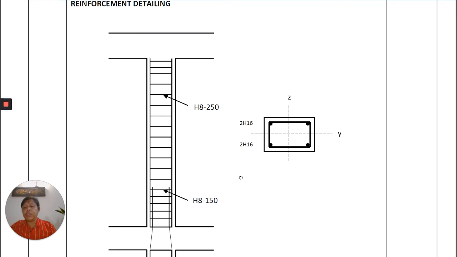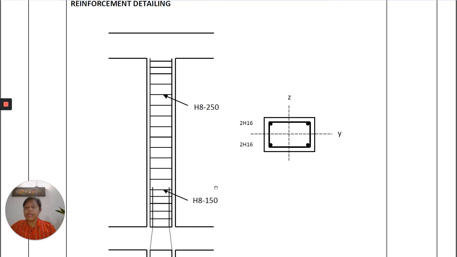Okay, so this is how we draw the detailing for the uniaxial short column, that is where the moment is bent at the major axis. So if it is bent at the minor axis, the numbers of the bars will be drawn here. Okay, so if we have 6 numbers, it will be here: 1, 2, 3, 4, 5, 6. In this case, I provide at the major axis here.